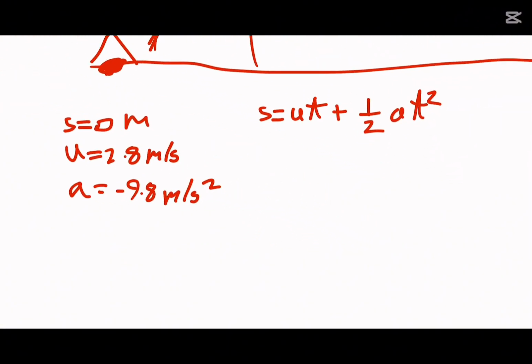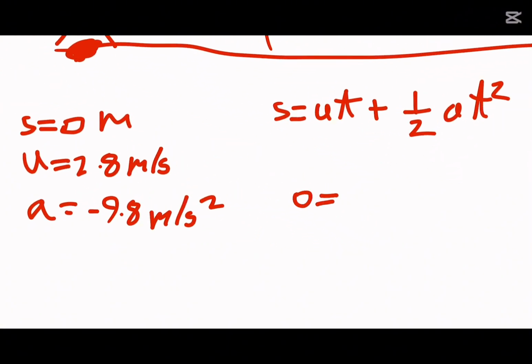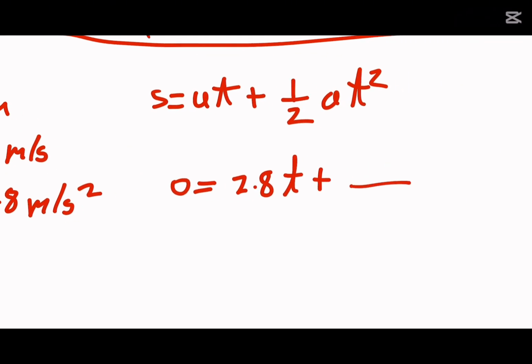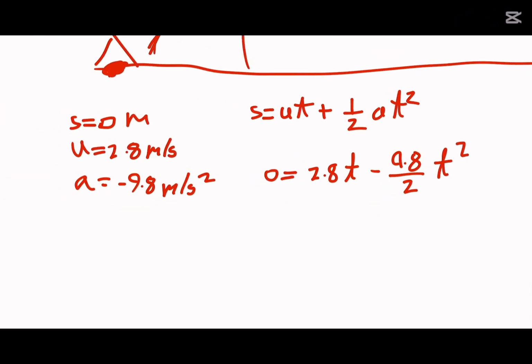So now we just put that in here. We'll work out a quadratic equation: 0 equals 2.8t minus 9.8 over 2 t squared. I just use the calculator to solve the quadratic equation, and you'll get t equals 4 over 7, and then t equals 0.